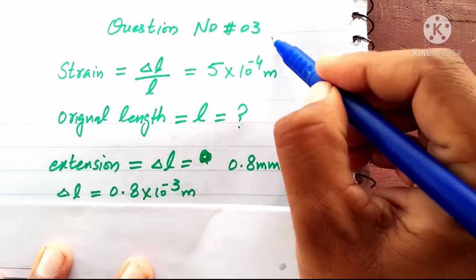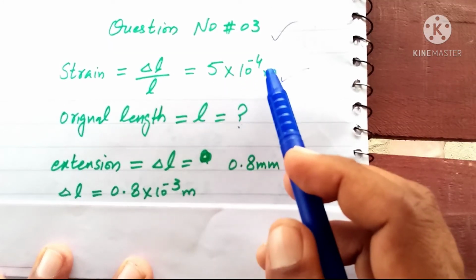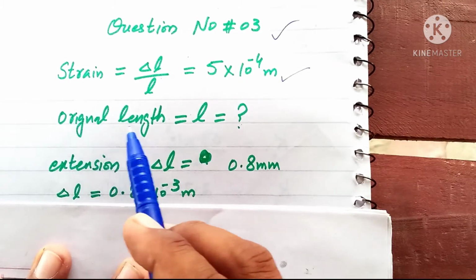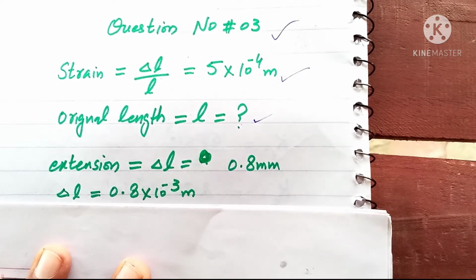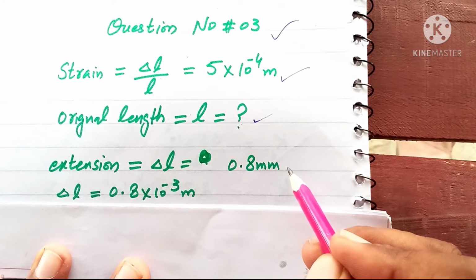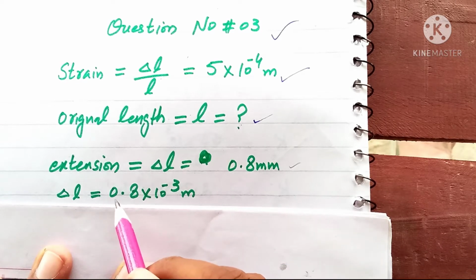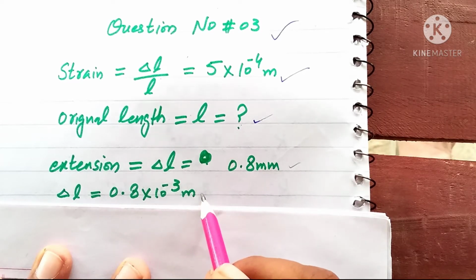In question 3, we are given a strain of 5 times 10 power minus 4, and we have to find the original length. The extension in length is del L, which is equal to 0.8 millimeter. So we can write it as 0.8 times 10 power minus 3 meter.